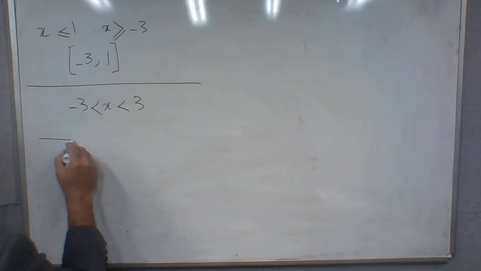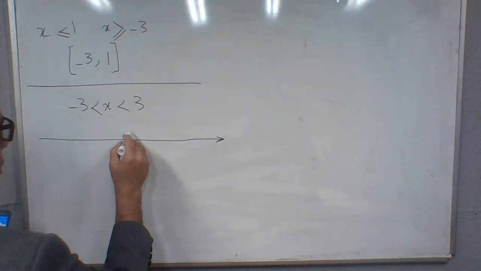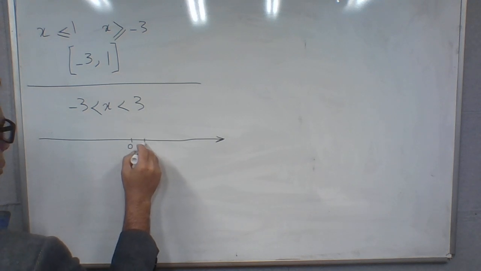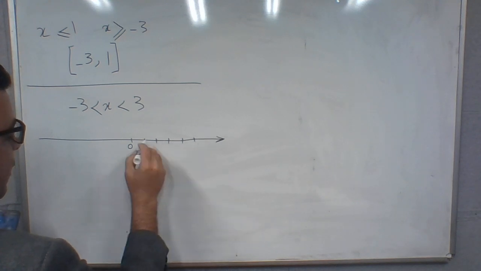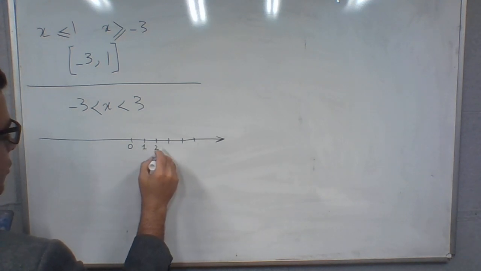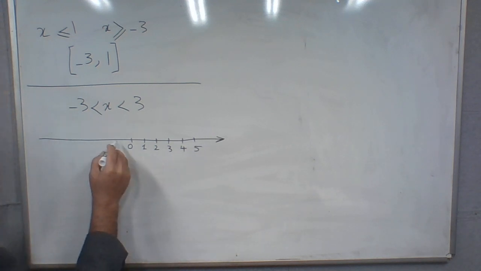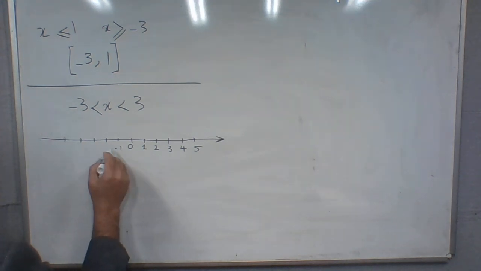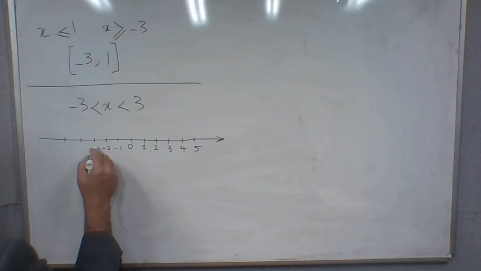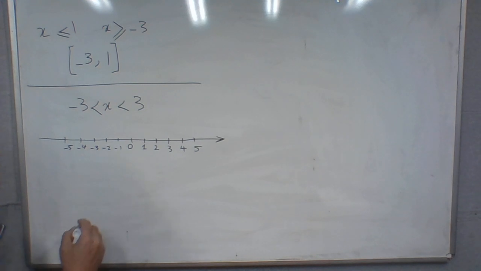So I draw the number line, and this is the origin. This is 1, 2, 3, 4, 5. And this is negative 1, negative 2, negative 3, negative 4, and negative 5.